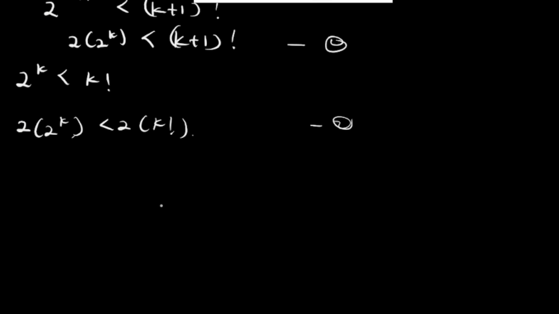That's our goal. We have to show that 2 multiplying 2 to the power k is less than k plus 1 factorial. So how do we do that? We simply do that by using our hypothesis. Our hypothesis, we have modified it to look like this, and we have our left hand side in common. So now let's focus on the right hand side and see.